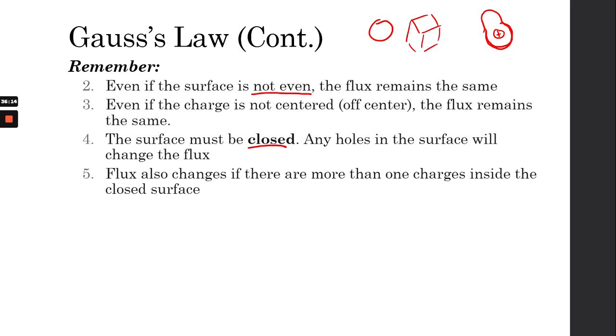Lastly, the flux also changes if there are more than one charge inside the closed surface. So we've been only talking about a charge that is inside, but there's only one charge. But what if we added another charge? Or I have another charge, or let's say we have 4 charges. What happens to the flux? This is also the only time that the flux changes. So for example, we have 2 charges right here and they're off-centered. So if I only have one, the electric flux remains the same even if this charge is centered.